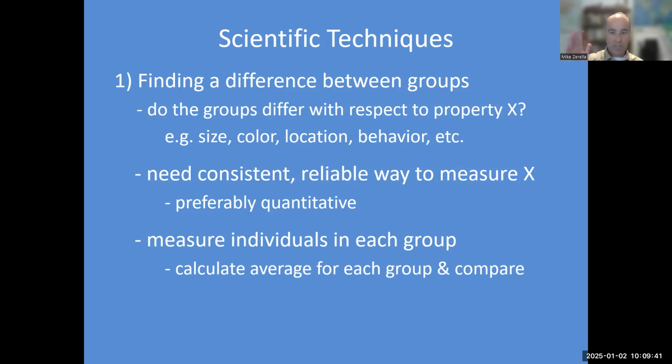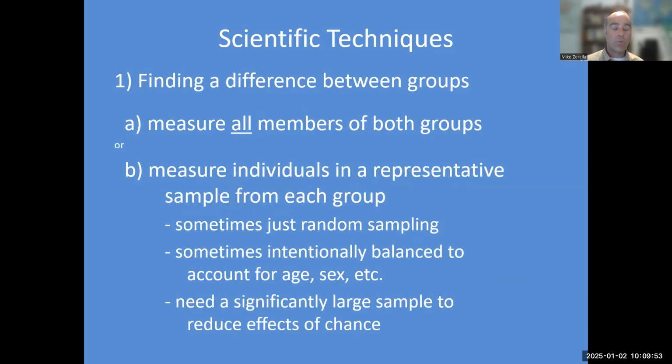Then we measure all the individuals in each group, or as many as we can, calculate the average for the groups, and then see if the average comes out to be the same or different. So what we could do, if there's a relatively small number of individuals in the groups that we're looking at, is measure every single member of all the groups. It could be just two groups or many groups, as I said. So measure all of them and then take the average, and then you've got a final answer, a definitive answer as to whether there really is a difference between these groups or not.